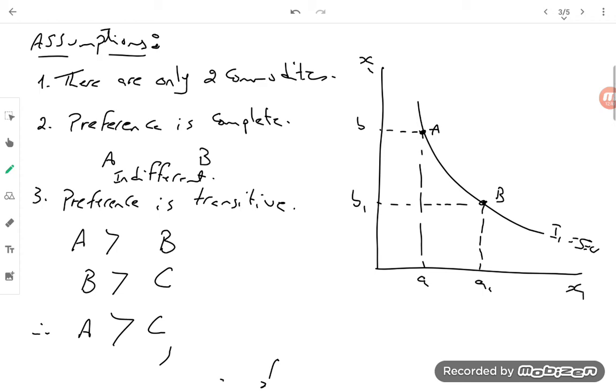Number 4, all units are good. All units of the bundle are good. Do you think there are bad and good? Yes, of course. Later on, we are going to differentiate between what's good and what's bad.